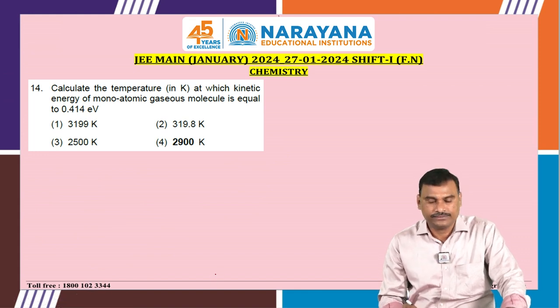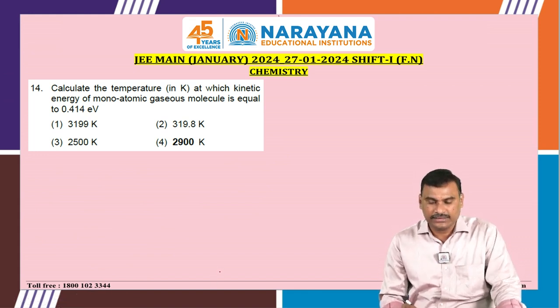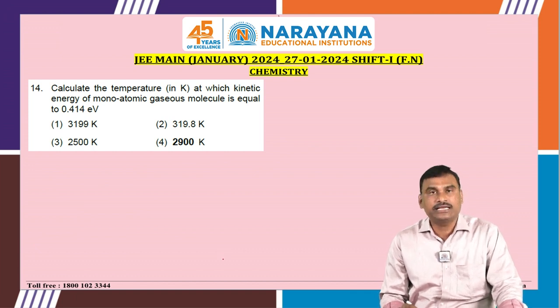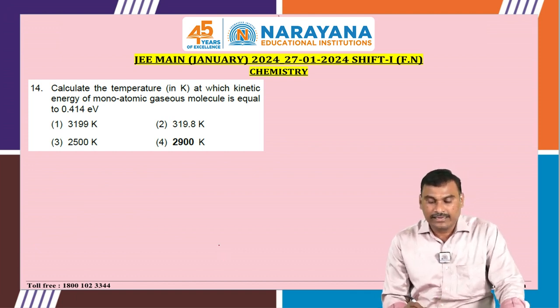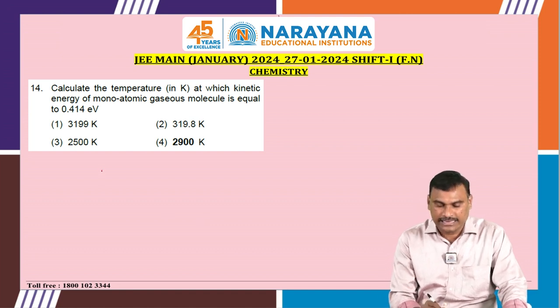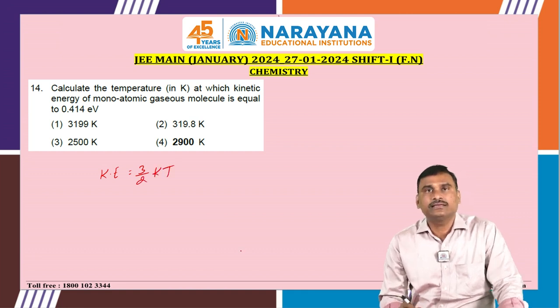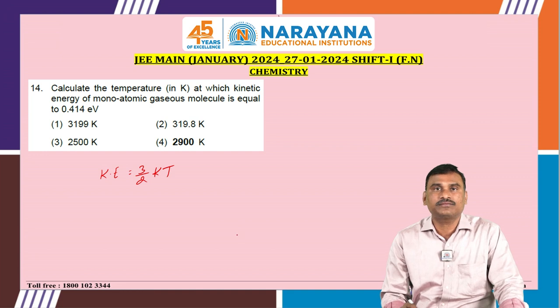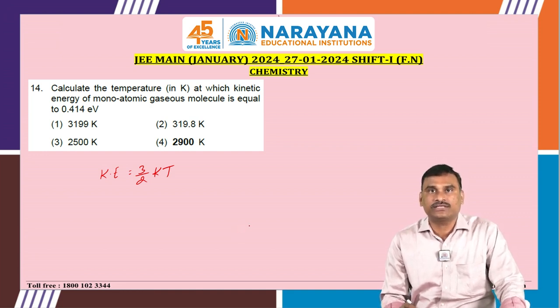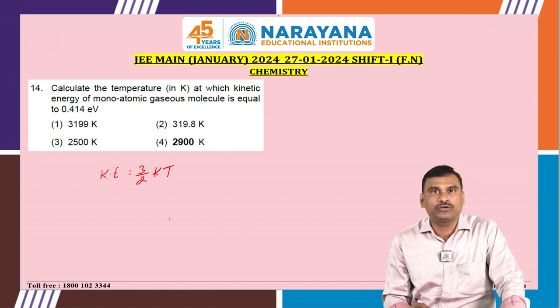Question number 14. Calculate the temperature at which the kinetic energy of a monoatomic gaseous molecule is equal to the given value. The average kinetic energy is equal to 3/2 kT. Actually, this comes under the gaseous state lesson. According to the NTA prescribed syllabus, the question should be out of syllabus, but we don't know whether the question may appear or not, but we have to do it.